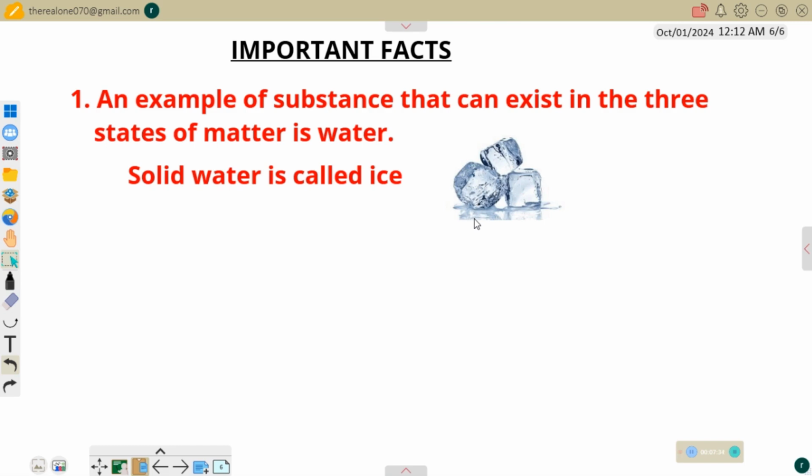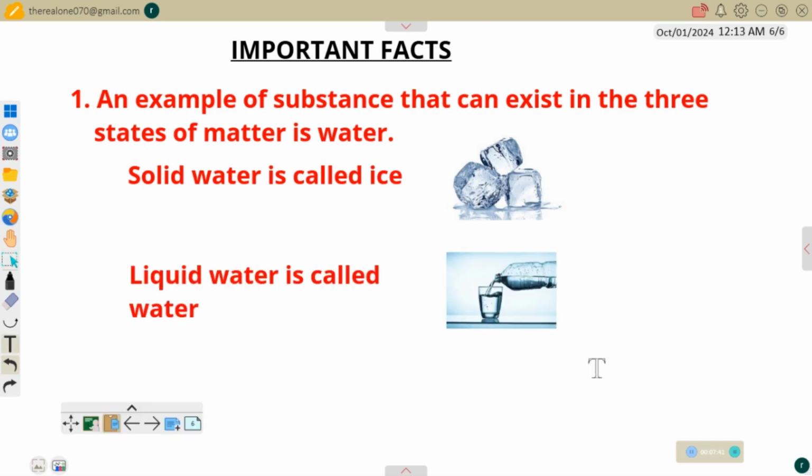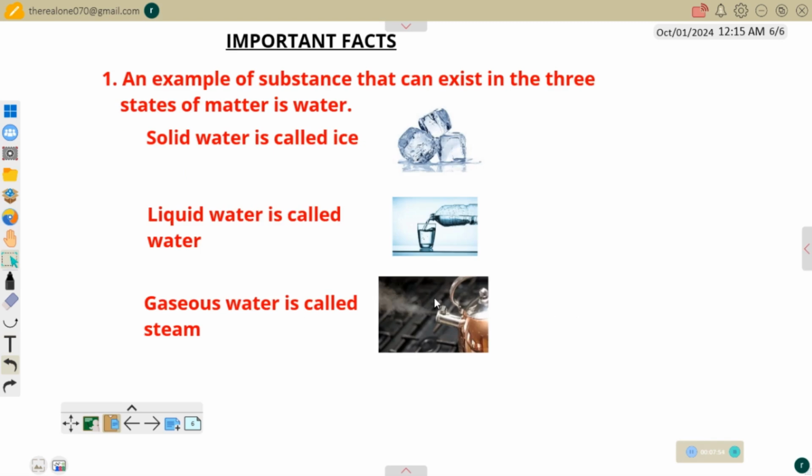Now, in liquid state, water is called water. That is, liquid water is called water. You can see the diagram of liquid water being poured from one container to another. Now, water in its gaseous state is called steam or water vapor. Look at this diagram of steam.